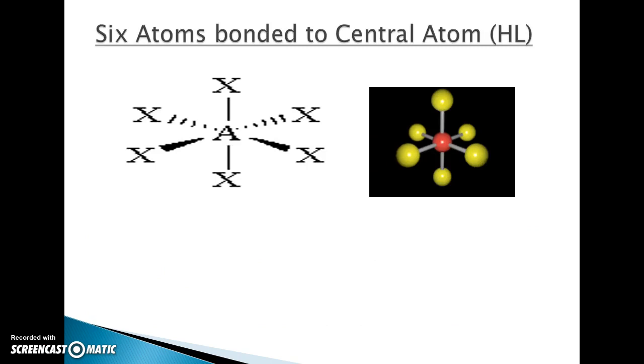And finally, when we have 6 atoms bonded to a central atom, this is called an octahedral. Seems weird, right? 6 atoms and we call it an octahedral, but if you were to fill that shape out, it would have 8 sides, and the bond angle is 90 degrees.